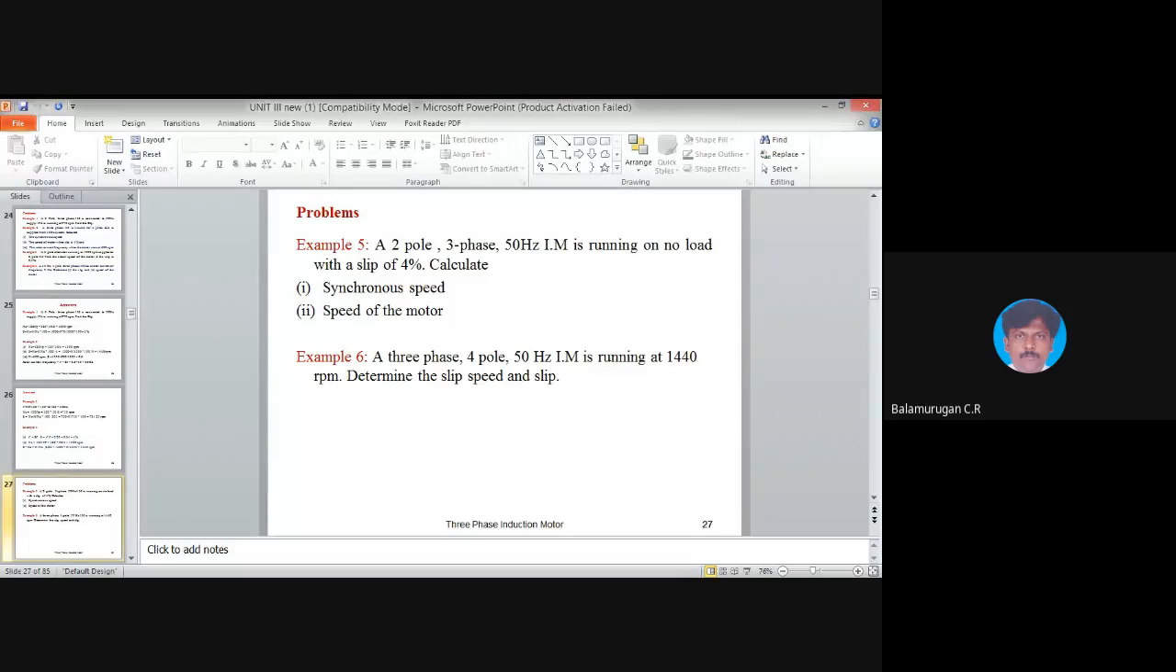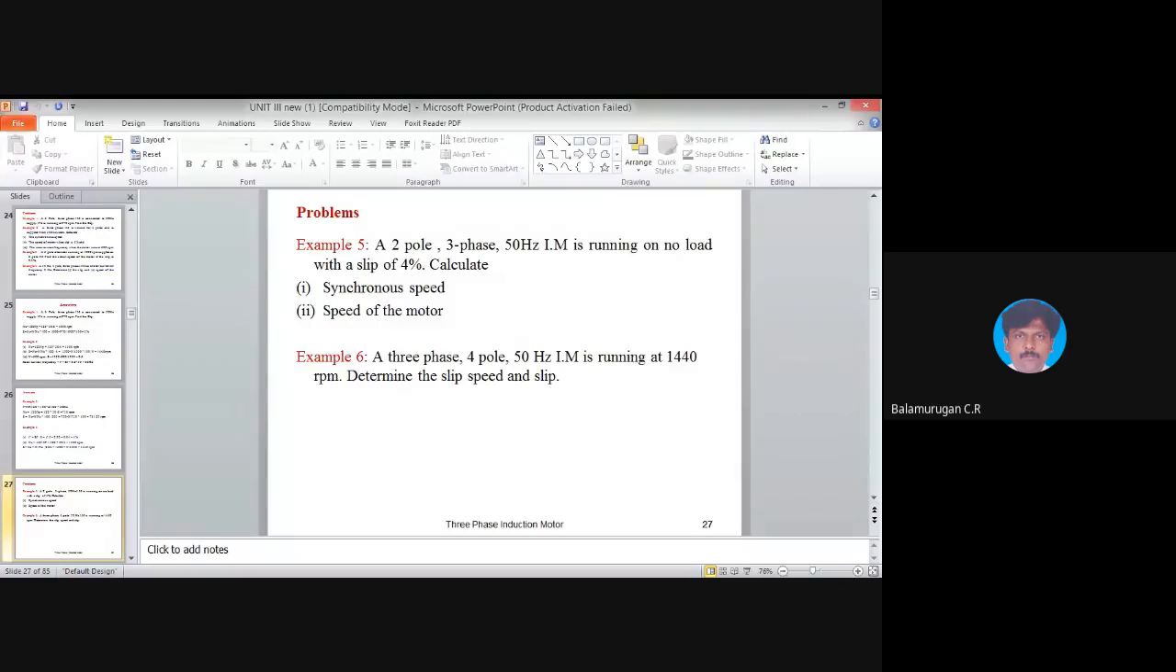Okay. Jivita, thank you. So you take the next problem. A three-phase, four-pole, 50 Hz induction motor is running at 1440 RPM. Determine the slip speed and slip.